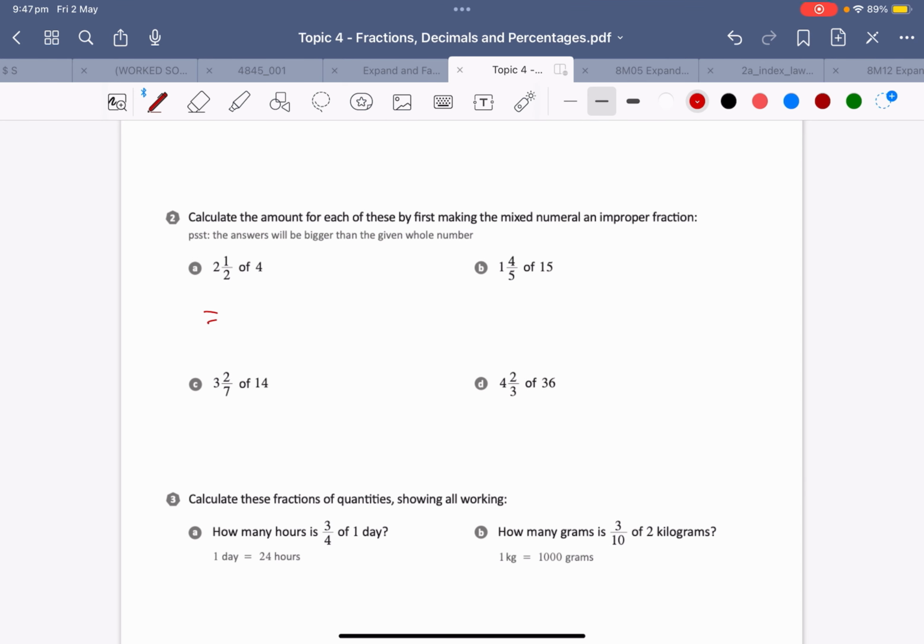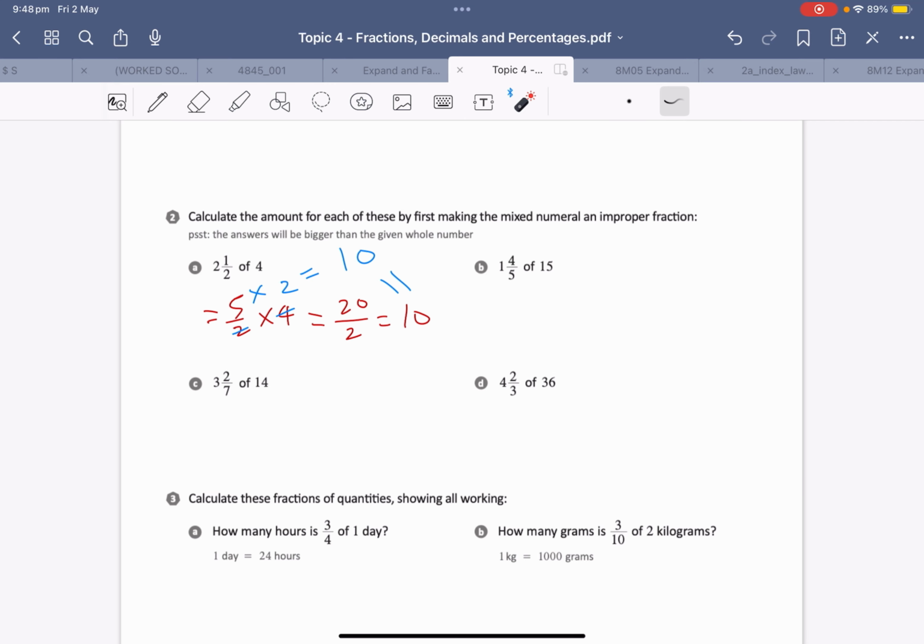2.5 of a quarter is the same as 5 on 2 times 4, which is 20 over 2, which is 10. Or another way you could have done it is 2 and 4 cancel out, leaving 2. And then if you did that, it would also have been 10, which is the same thing. There are so many ways to do this in maths.